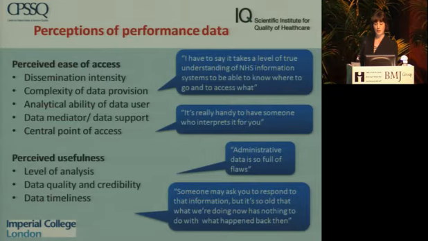One way to overcome a lack of analytical ability is to have a data mediator placed within a group or service that is able to support the healthcare provider in not just locating the data, but also interpreting and analysing it. Another driver was also having a central point of access. So in instances where this was available, the data was perceived as easily accessible and was more likely to be used. Then in terms of perceived usefulness of data, the level of analysis is an important issue, and that should really match the level of application.